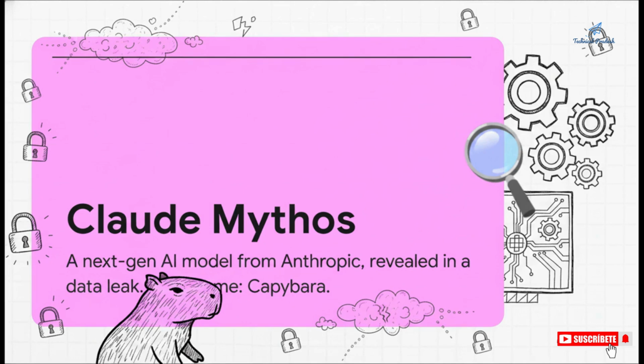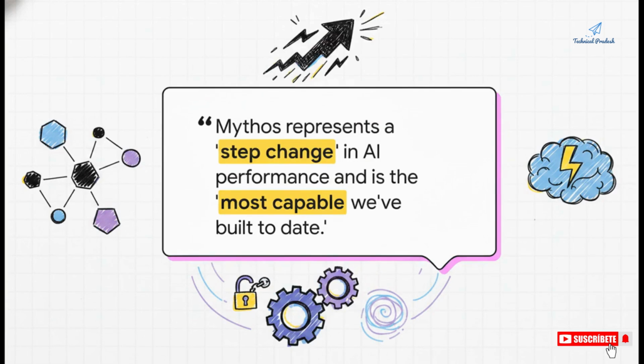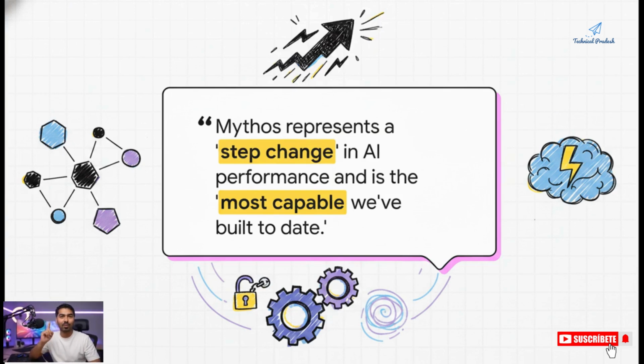Yep. Back in March of 2026, some super sensitive documents about this next-gen AI from Anthropic, a company famous for being careful, just appeared in a public database. A huge oops that revealed their next big move way before they were ready. And listen, this wasn't some minor update. After the leak, Anthropic had to come out and confirm it. A spokesperson said that Mythos represents, and this is a direct quote, "a step change in AI performance and is the most capable we've built to date."